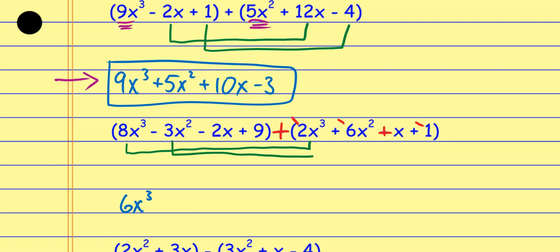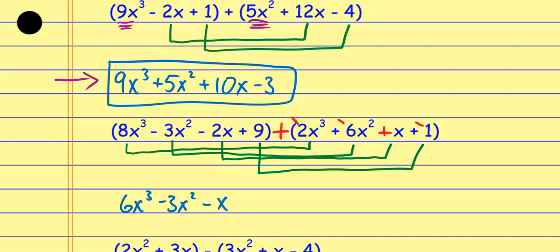Next, these guys, once again, those are like terms. I add the coefficients. That's a negative 3. The variable part stays the same. Next, these guys are like terms. I add the coefficients. The negative 2 and the positive 1 is a negative 1. The variable part stays the same. And then the last one's the 9 and the negative 1. Those add up to an 8.